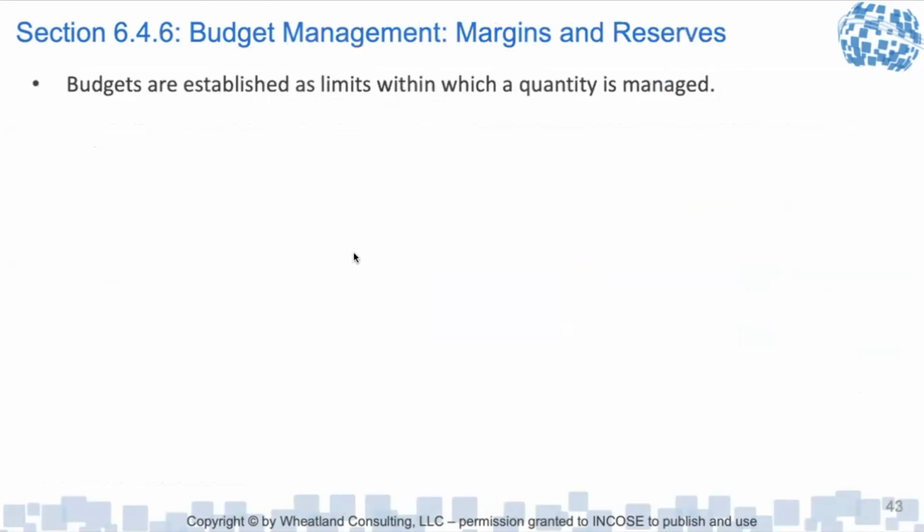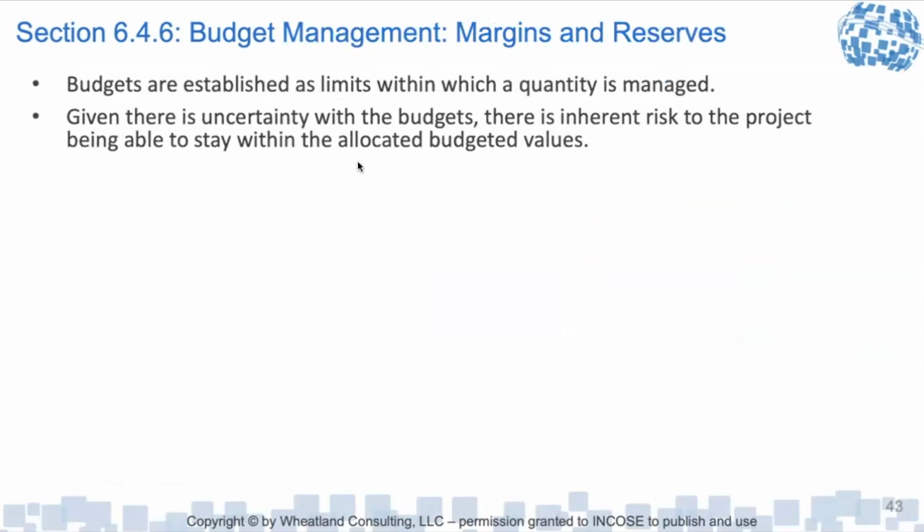Another part of budget management is margins and reserves. Budgets are established as limits within a quantity that's being managed. There can be uncertainty. And this is really true when we're talking about developing new products, using new technologies. Some brilliant scientists may say you could get a performance of 15, but when you consider everything, maybe the best you're ever going to get right now, the state of the art, is 10. So we have to realize that, and then we can manage that uncertainty using margins and reserves.